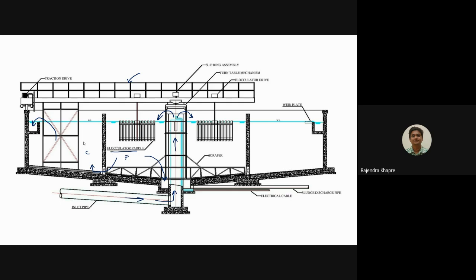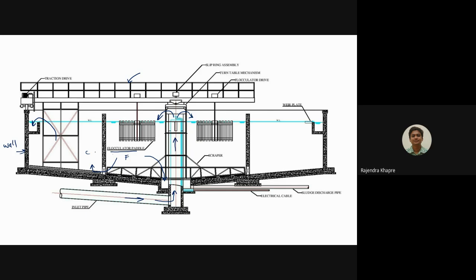Okay. So we have to design different components of this clariflocculator. The very first component is this wall. Okay. This is the most important portion. So this wall will be subjected to huge amount of water pressure, which will be coming from inside. So it will be designed similar to your tank.